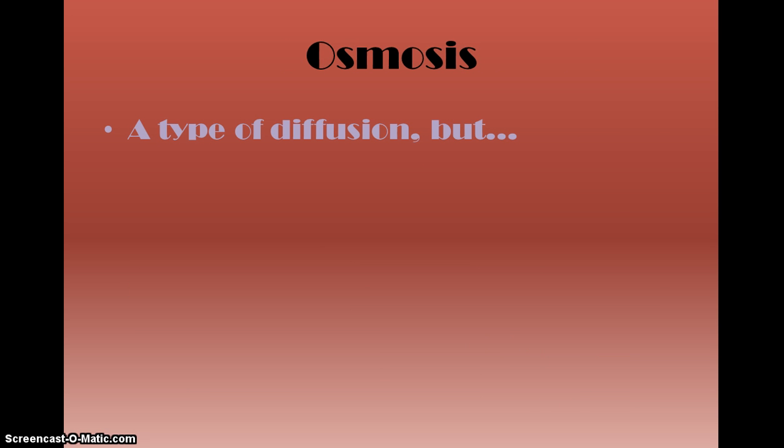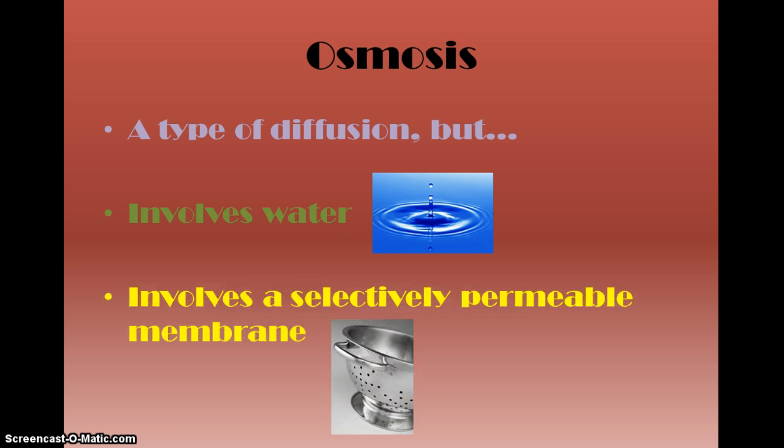So, just to recap, osmosis, it's a type of diffusion. Molecules move from high concentration to low concentration, but it's dealing with two circumstances. One, it has to involve a liquid such as water, and it also involves a selectively permeable membrane like the cell membrane.